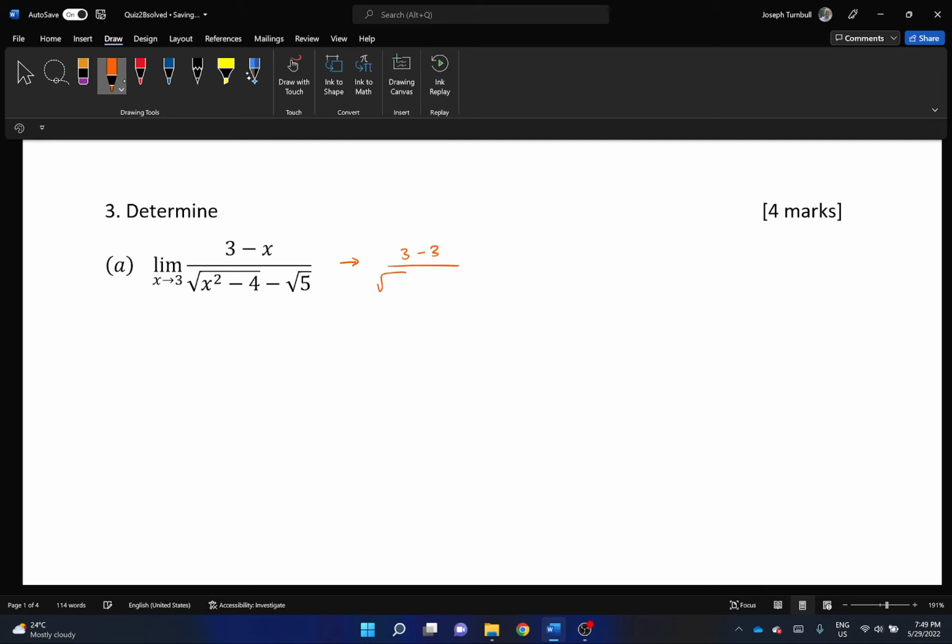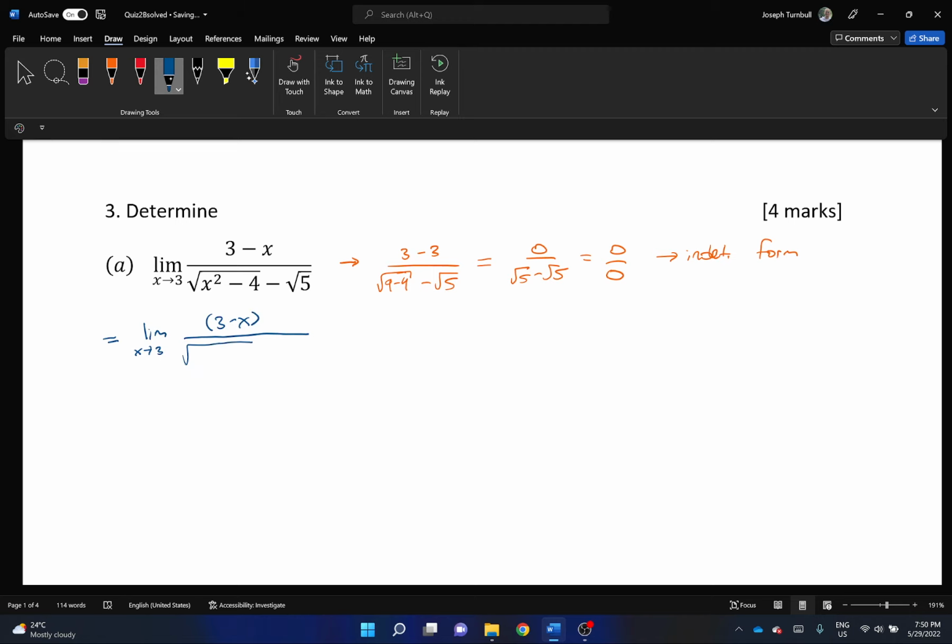Always check that. So we're going to have 9 minus 4 minus 5, 0 over root 5 minus root 5. So that's 0 over 0. That's an indeterminate form. So we're going to have to do some type of factoring or conjugating. And this is one of those examples where we will conjugate. I'm going to multiply by the part of the expression that has the root in it on the top and the bottom.